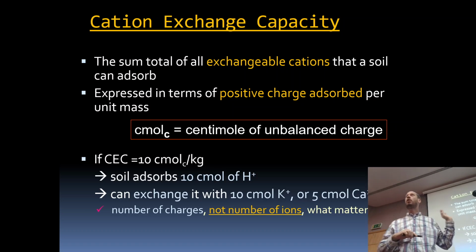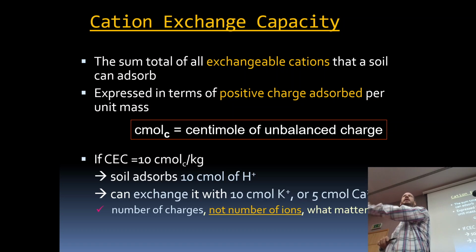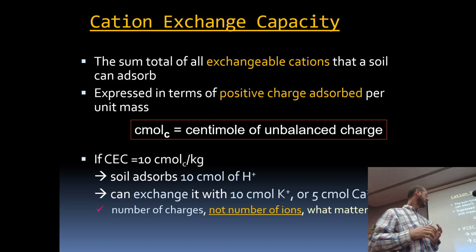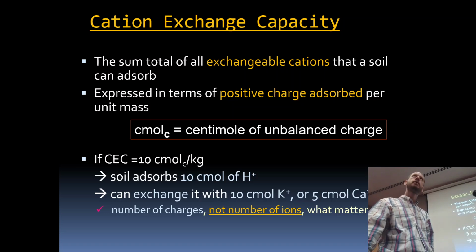But this is a property of the soil. You're not measuring this as a property of the ions in the solution. This is a property of the solid phase, of the soil solids. Is it clear? It's a property of the soil solids. It's not the number of ions, it's the amount of charge you have on the soil. Clear on this one? Exam question. This will be in this exam for sure.